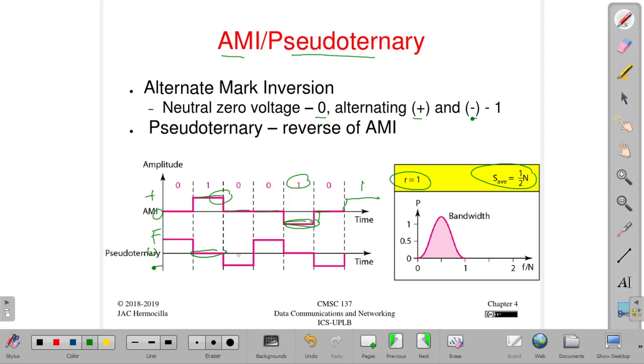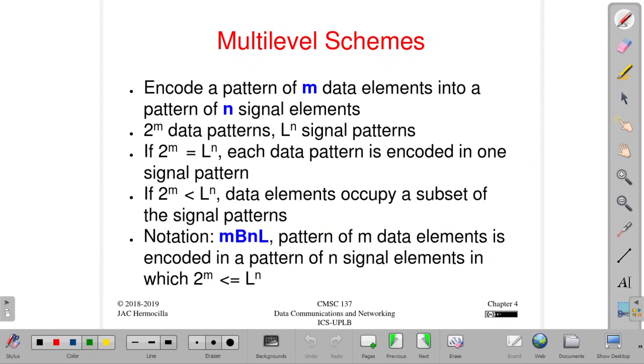Some of the characteristics of the AMI and pseudo-ternary. Now let's move on to multi-level schemes. In multi-level schemes, the idea is to encode a pattern of M data elements into a pattern of N signal elements. So there's a kind of mapping, an encoding scheme.